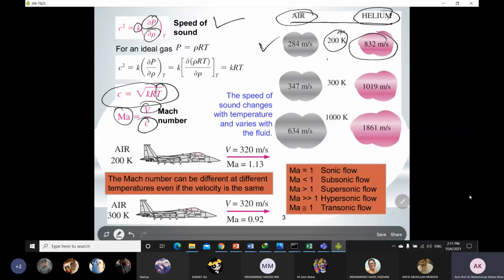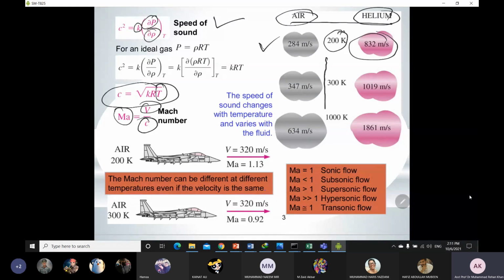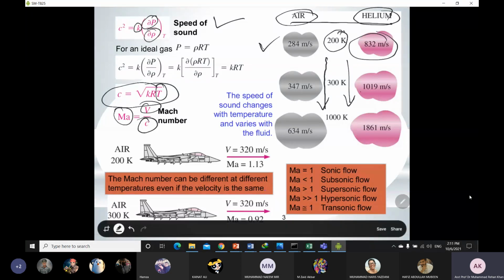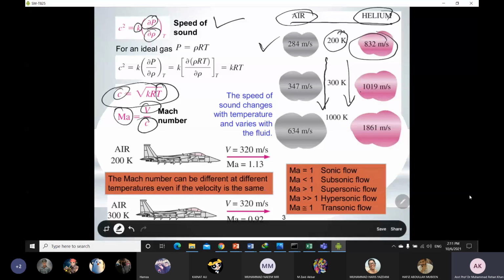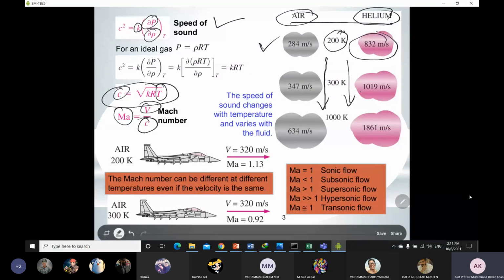Then you can notice that as the temperature is increasing, again we get an increase in speed of sound. This is because, if you see this relation, c is equal to square root of kRT, so the speed of sound is directly proportional to the temperature. Okay, so this is just for your understanding purpose.